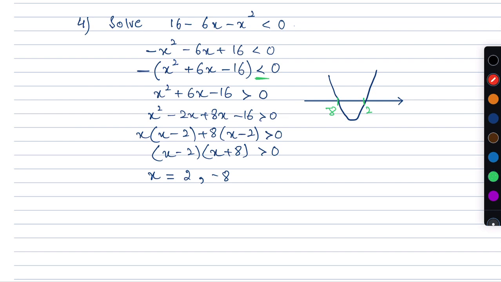And now the region that we are talking about says it needs to be greater than 0, meaning we are talking about the region above the x-axis. Therefore, we are talking about all the values of x which can be less than negative 8 or greater than 2. So here I can give the inequalities as x to be less than negative 8 or x to be greater than 2.